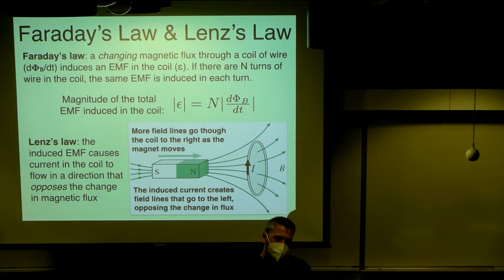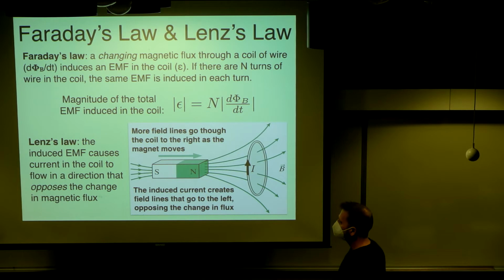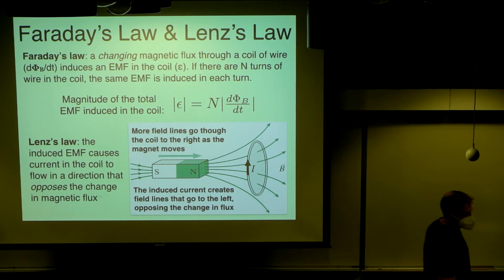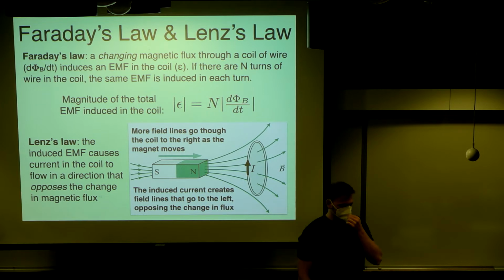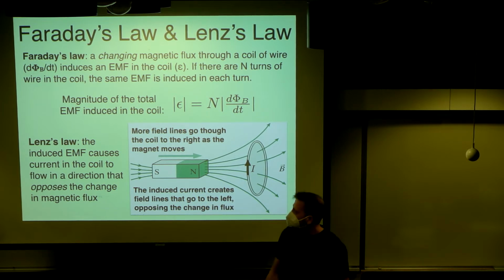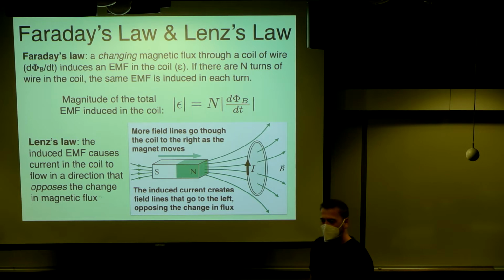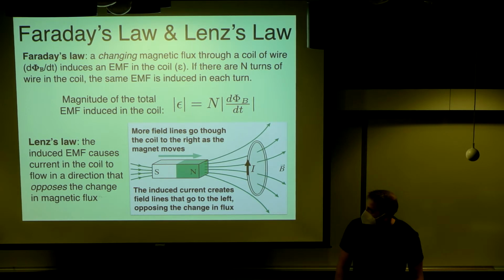Okay, so how should we think about the direction of the induced EMF? This gets a little tricky. We're going to do a lot of examples of it, but let's just try to see what the statement is. Lenz's law says that the induced EMF causes current in this coil to flow in a direction that opposes the change in magnetic flux. All right? So let's take a look at this example as a way of understanding Lenz's law.